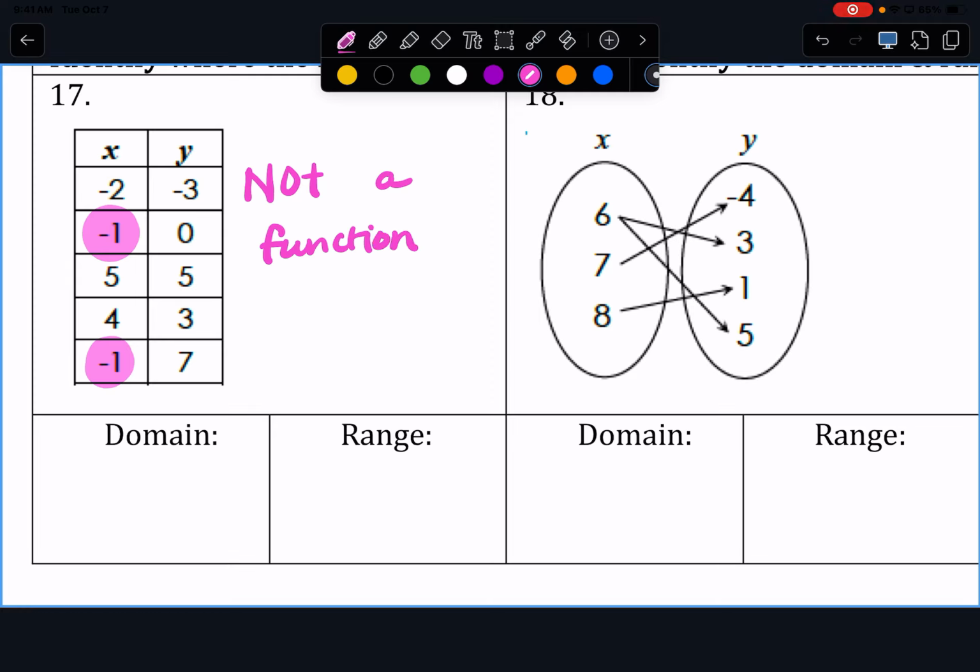All right. What is the domain? Just all the x values. And what is our range? -1, 0, 5, 3, 7.